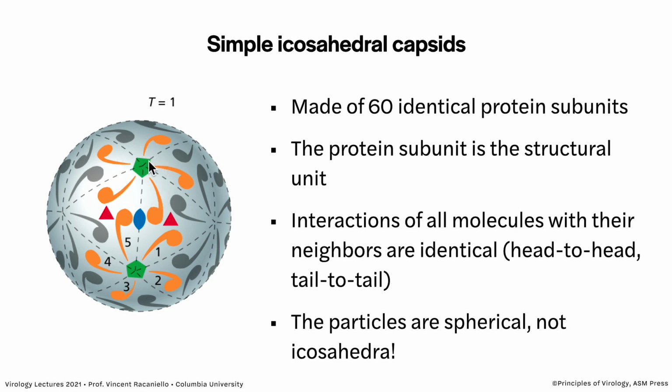The comma is the protein subunit, and it's also the structural unit. They're all interacting with each other in the same way, head-to-head and tail-to-tail. There's, by the way, a 5-fold axis of symmetry, 5 copies of the protein around it, 2-fold axis in blue, 3-fold axis, the red triangle. And just remember, these are spherical. They're not icosahedral, but the way the proteins are arranged follow the rules of icosahedral symmetry.